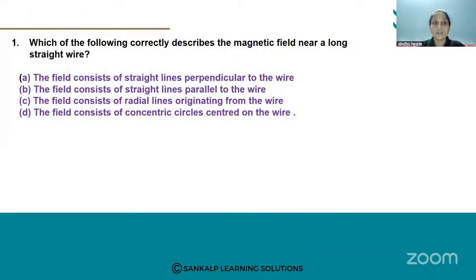Okay, first one, which of the following correctly describes the magnetic field near a long straight wire? Just remember the concept. When the current flows through a long straight wire, we know that, as we just completed this concept in our last sessions.